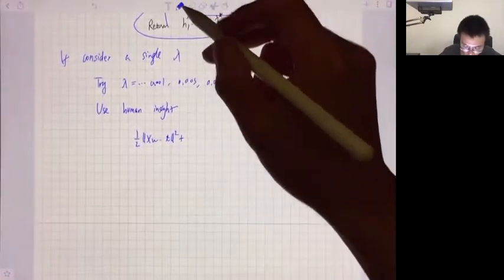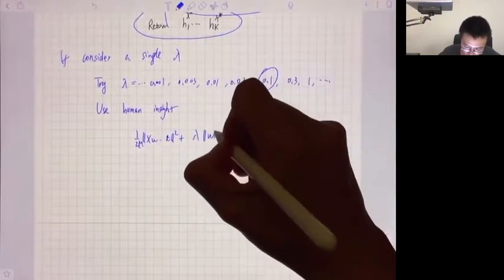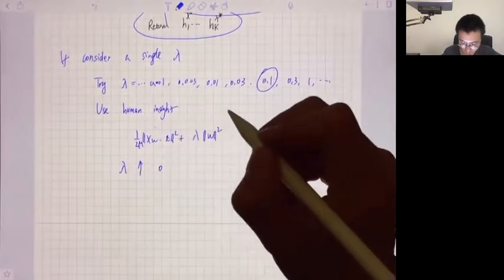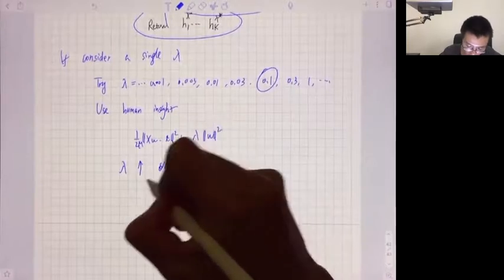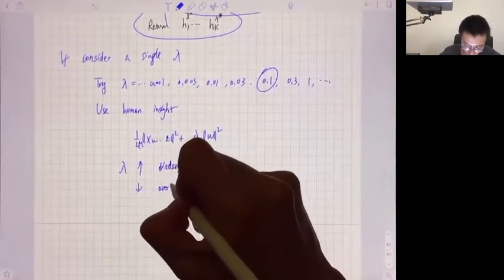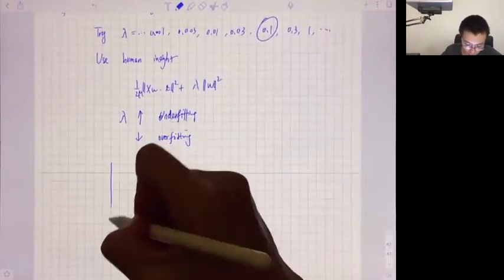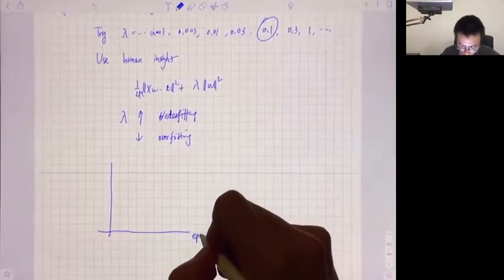Don't even need this lambda, I mean. Anyway, as lambda increases, it's underfitting, right? And as lambda decreases, it's likely to be more overfitting, okay? Then you can plot the curve, for example. This is the number of epochs, okay?